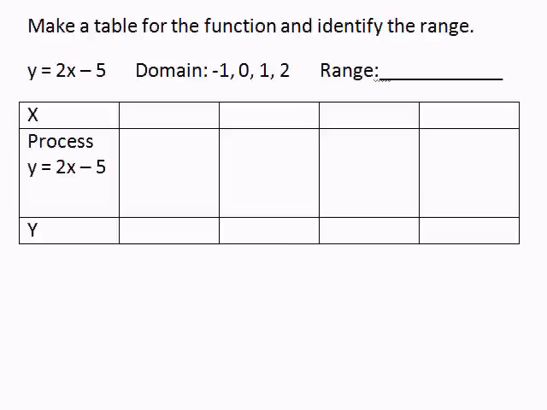We're on to our next objective, which is to make a table for a function and then identify the range. So the function we're given is y equals 2x minus 5. That's for the function part. Notice y is a function of x because y is by itself. And our domain is negative 1, 0, 1, and 2. So we need to fill out this table so we can find the range.